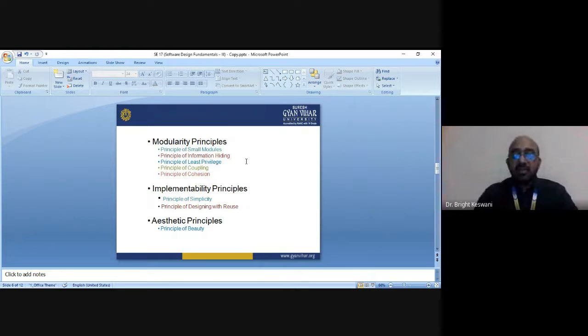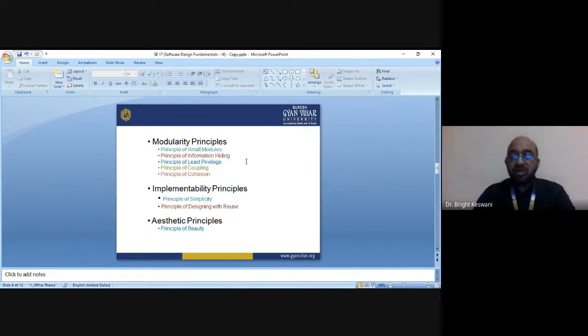The simplest rule of thumb in forming modules is to keep them small, because large modules are hard to understand, hard to explain, hard to document, hard to write, hard to test, hard to debug, hard to change, and hard to reuse. So the simplest rule of thumb is what? To keep the module small.